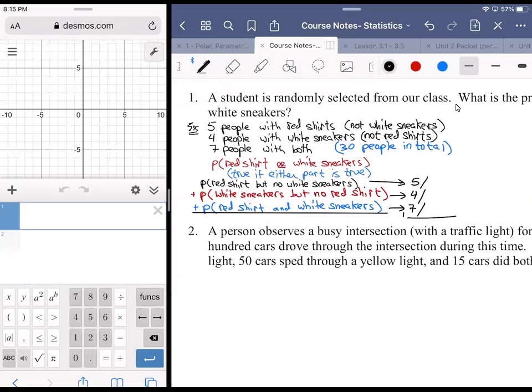We would find the sum of those probabilities, right? The key is how many people are in total: 30. All right, so that would be my denominator. And so we're looking at 9 plus 7 is 16, so 16 out of 30 individuals would satisfy those conditions. And I just highlight it. It was getting ugly quick.